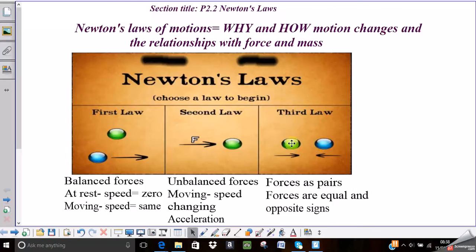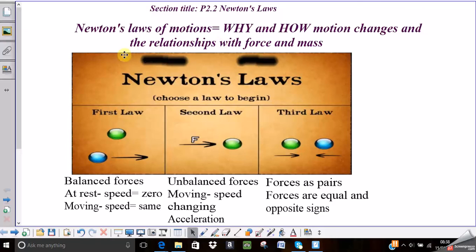That means when these two balls hit each other, the force that the blue ball acts on the green ball with will be exactly the same as the force the green ball acts on the blue ball with. The effects, what's going to happen as a result of this collision, are not the same, but the forces acting from blue to green and from green to blue are exactly the same, they're equal, and they have opposite signs.